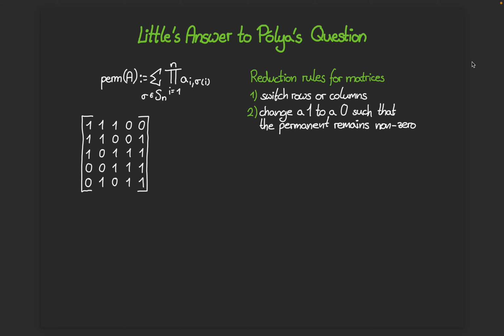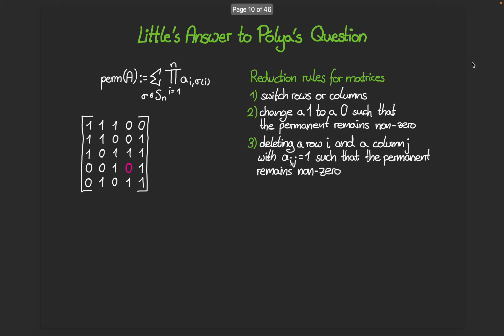The first two are relatively simple. The first is that you can switch any pair of rows, and you can switch any pair of columns. And for the second one, you can take a single one entry in your matrix and turn it into a 0, just like this, if this does not render the permanent 0. Then the next operation would be to take a row and a column that share a 1 as their common entry and remove both of them. If the resulting matrix still has non-zero permanent, you're fine.